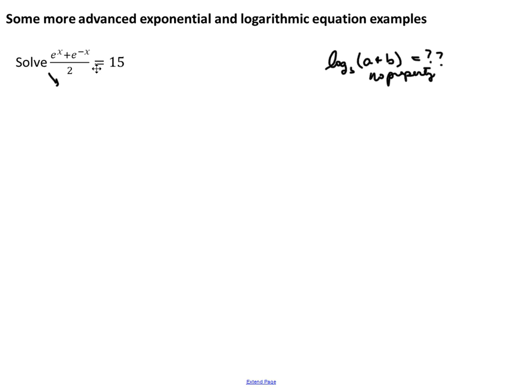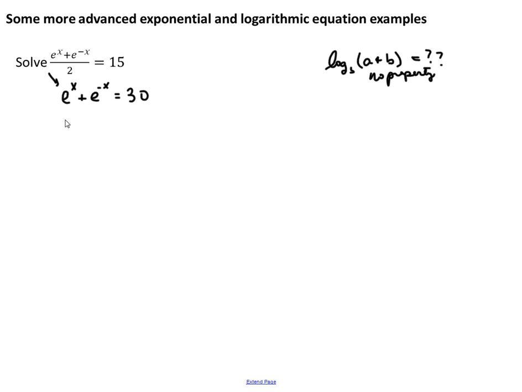So let's rewrite this over here. What I'm going to do is, I don't like fractions in my equations, and so of course I'm going to multiply both sides by my least common denominator of 2. When I do that, I get this equation: e to the x plus e to the negative x is equal to 2 times 15, that's 30. And that's our equivalent statement.